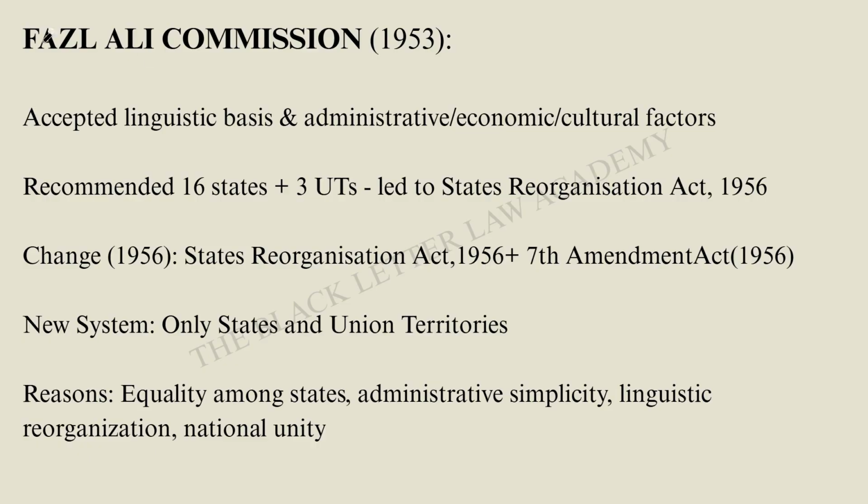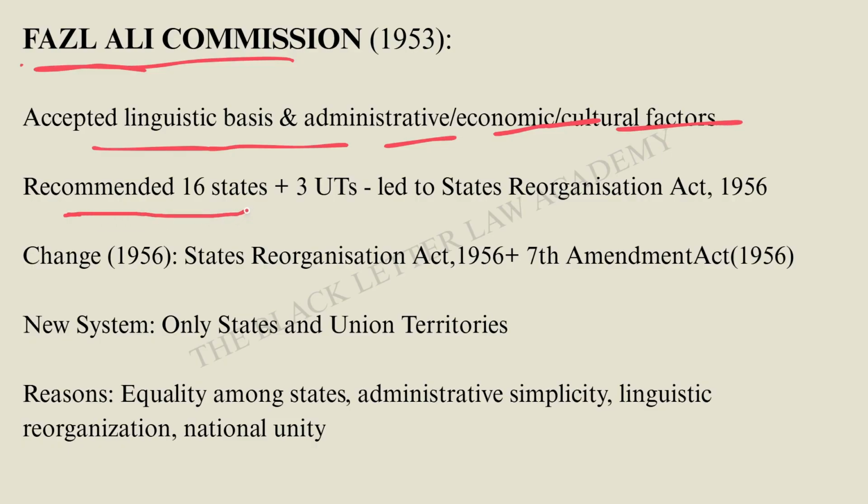Because of this increasing pressure, the government appointed the Fazl Ali Commission in 1953. The Fazl Ali Commission accepted language as the primary basis for reorganization, but clearly stated that language alone was not enough. It also considered administrative efficiency, economic viability and cultural factors. The commission recommended the creation of 16 states and 3 union territories.